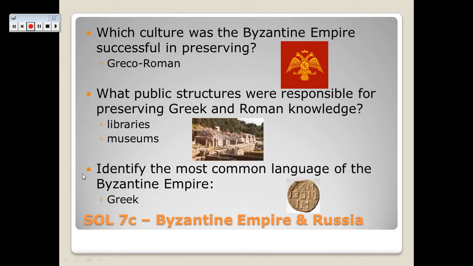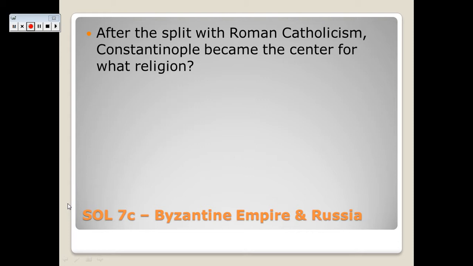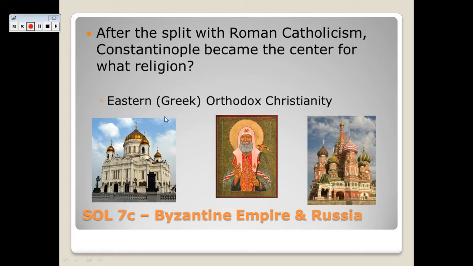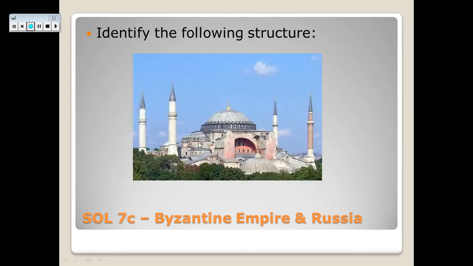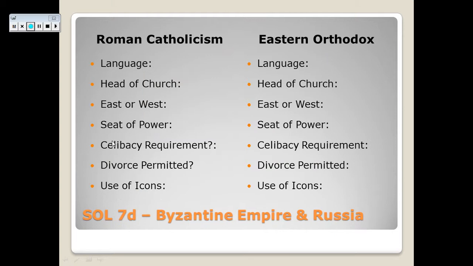It's Greek. After the split with Roman Catholicism, Constantinople is going to eventually become the center for the Eastern or Greek Orthodox Church, which, as you can see, influences Russia with these Russian churches there. The big structure here is one of the big ones that you have to know on site. It is the Hagia Sophia, which is located in Constantinople.